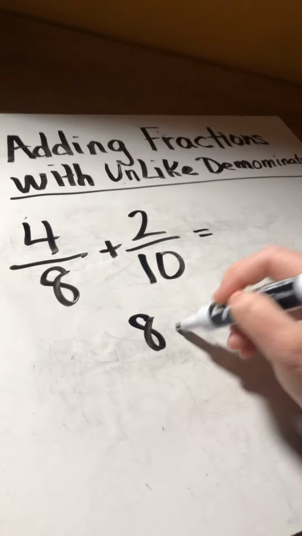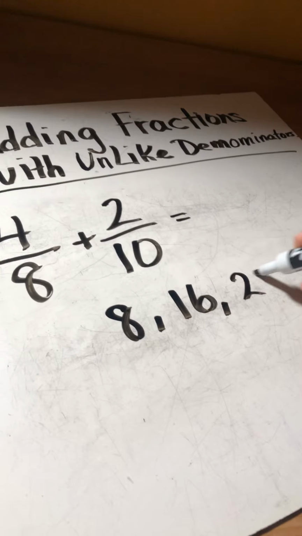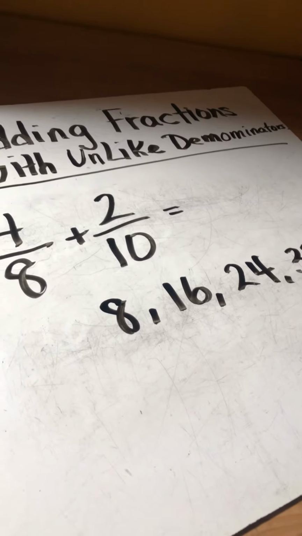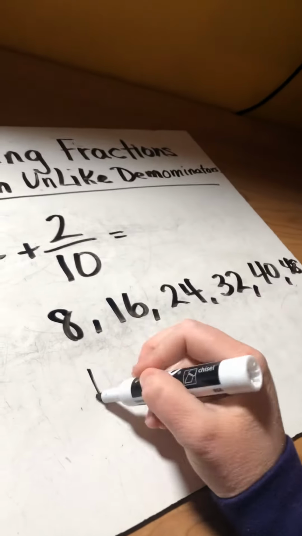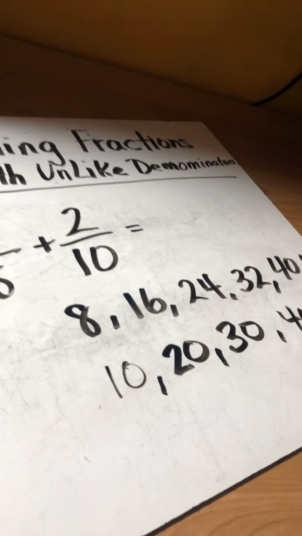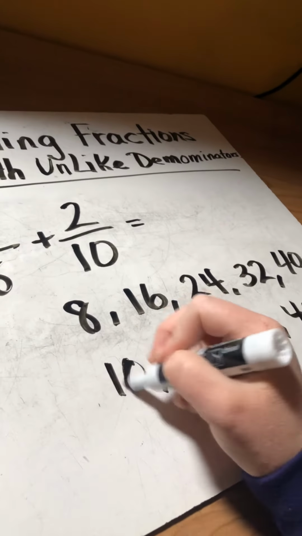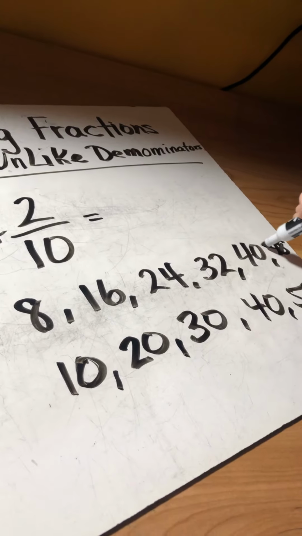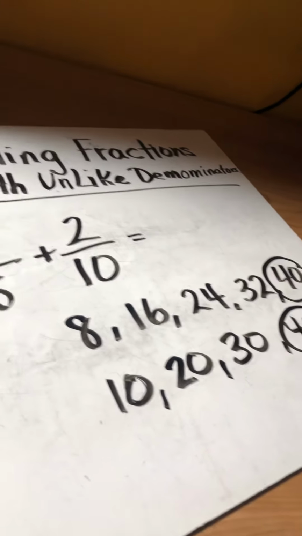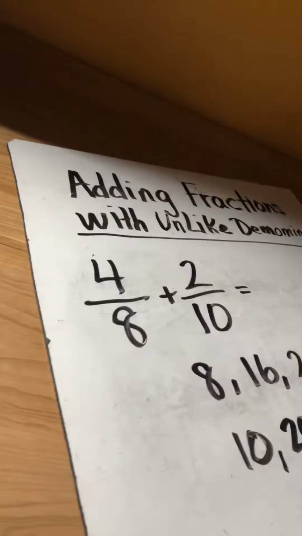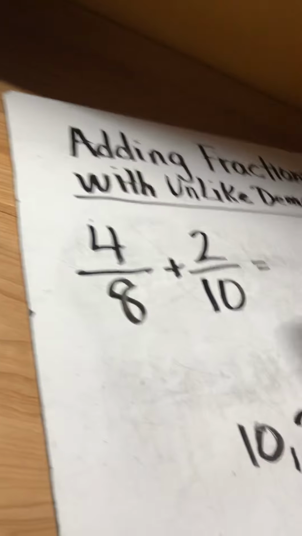All right, so that would be like 8, 16, 24, 32, 40, 48. All right, let's find the factors of 10, which would be 10, 20, 30, 40, 50. All right, do you see a factor that is the same? All right, I see that 40 is the same in both. All right, so that means that our least factor is 40. So we're going to change the denominator to 40.